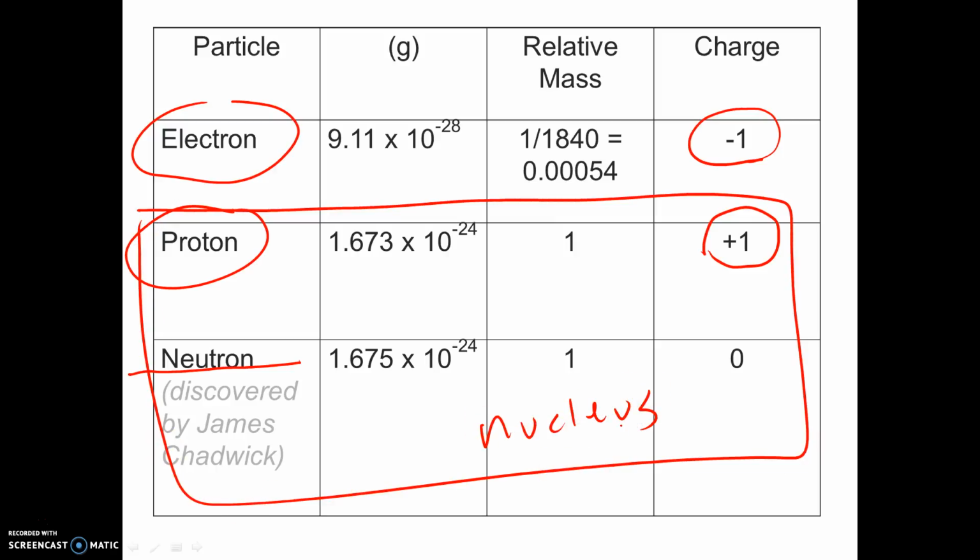The atom as a whole is going to be neutral in charge because you have the same number of electrons as protons, and the neutrons are neutral, so you can have as many or as few of those as you need and it wouldn't change the charge.